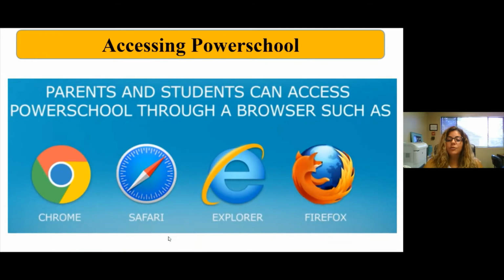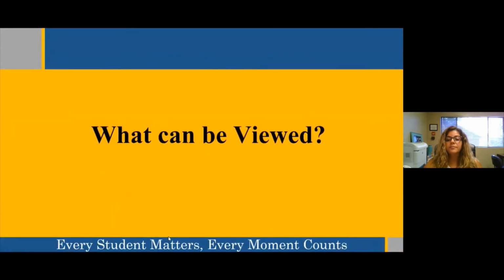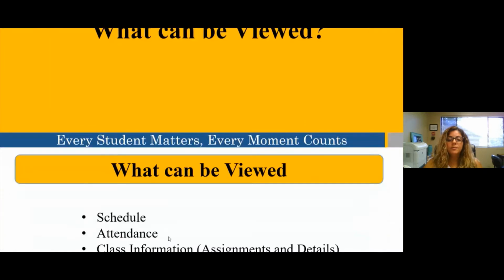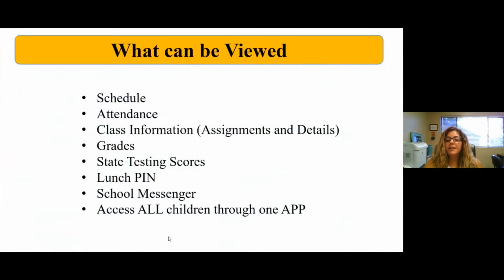So how can we access PowerSchool? You can access PowerSchool using any of the browsers shown here: Chrome, Safari, Explorer, and Firefox. What can be viewed while we're in PowerSchool? Parents can view and explore their child's schedule, the attendance by period, by the day, by the week, or even by the entire year. We can see class information, assignments and details, grades, state testing scores, lunch pin numbers, school messenger, and we can also access all of the children through this one application.